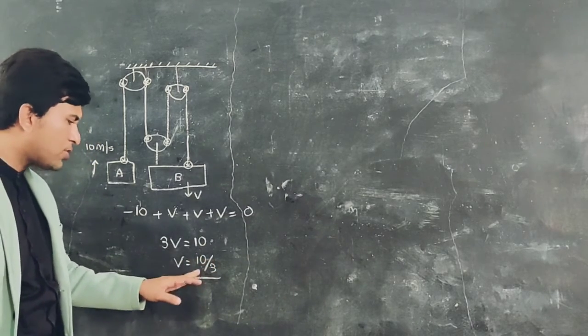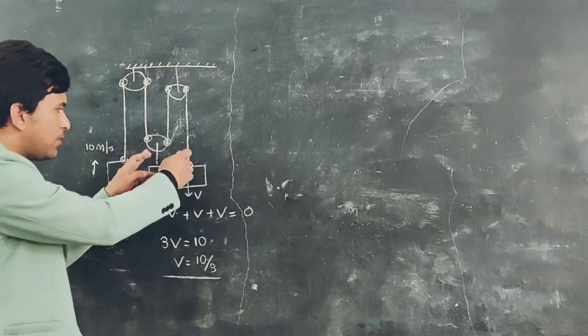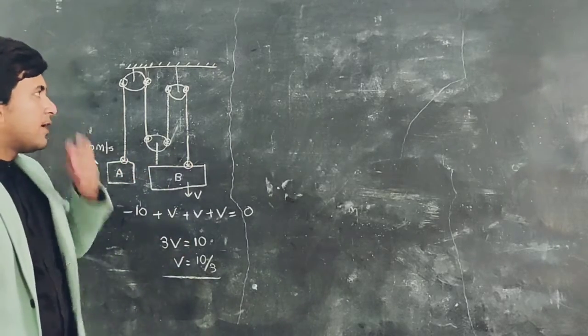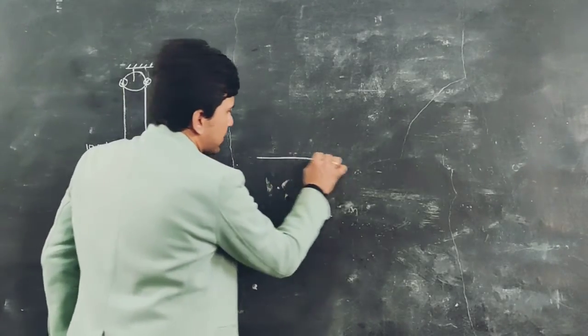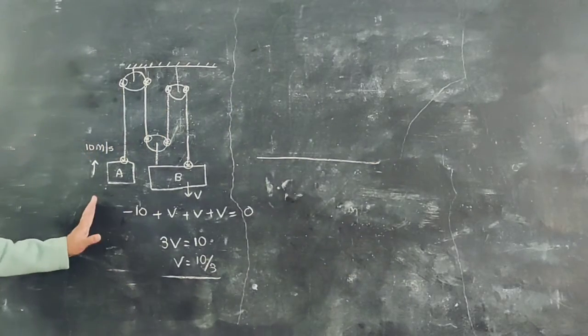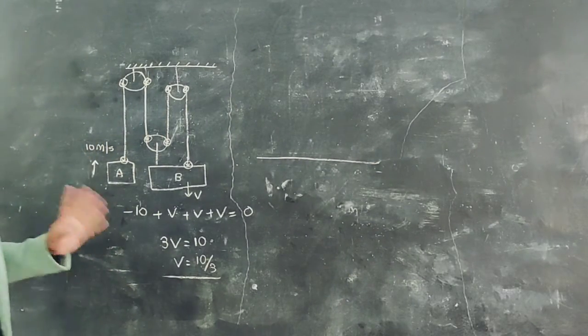V is equal to positive. V positive means that this is trying to stretch the length of the string. In this pulley block system, you can note it down. Pause the screen and note it down.